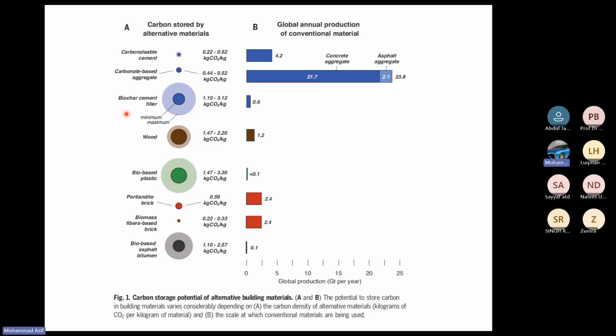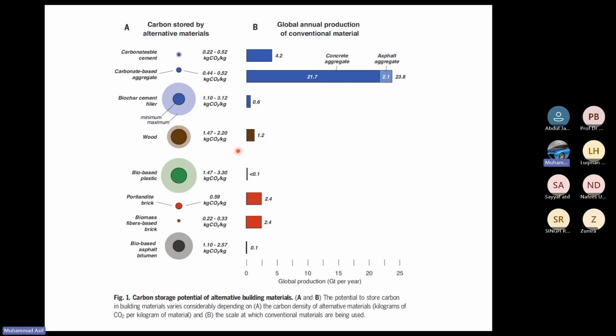And then we have portlandite bricks. This is also a calcined material that can capture carbon dioxide. And we have biomass fiber-based bricks, and we also have biomass-based asphalt and bitumens. So these kinds of materials can be used to replace conventional ones in the construction industry, and that can basically capture carbon dioxide from the environment.